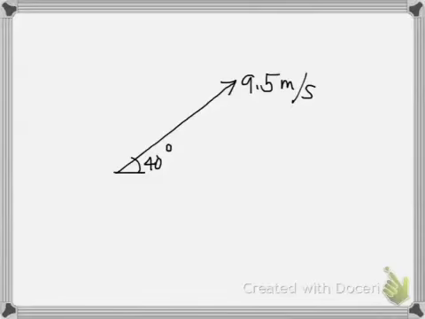Let's try to resolve this initial velocity, 9.5 meters per second at an angle of 40 degrees with the horizontal. We denote this as the initial velocity, which can also be denoted as V sub O. O stands for origin, I stands for initial. They are the same notation, so whichever you are comfortable with, go with that. So how do we resolve this into a horizontal VOX and vertical VOY?